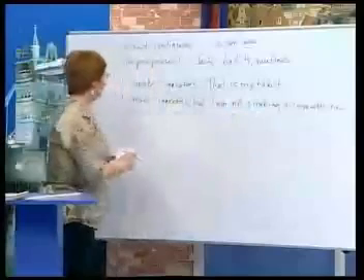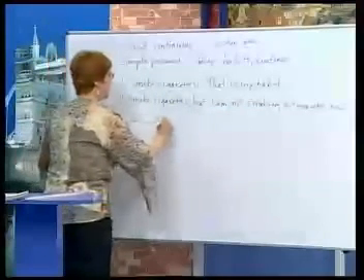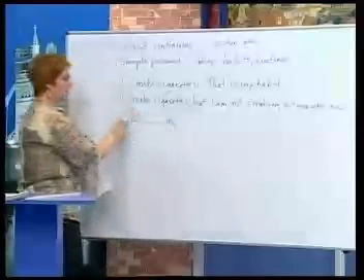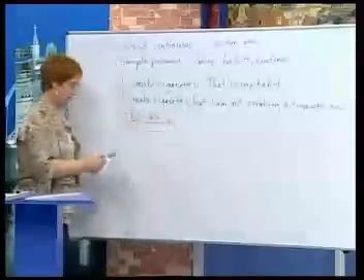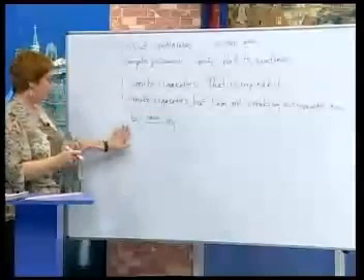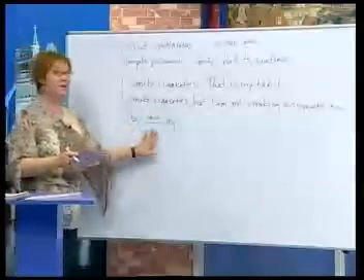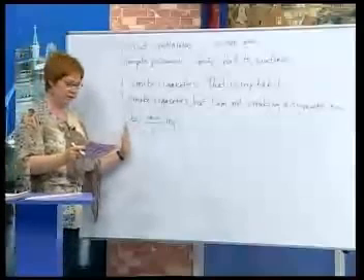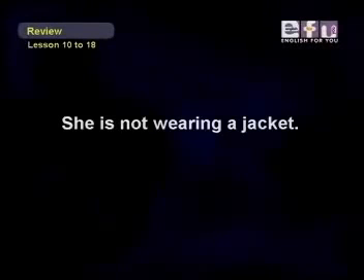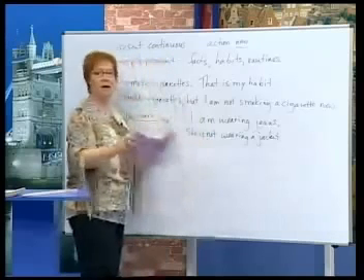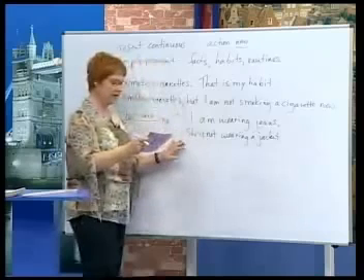Okay? And remember, the formula is be, ing. So am, is, are, and the verb with ing on the end. Okay, now this one changes, this one doesn't change. So this is the one that does the work. And so, for example, I am wearing jeans. She is not wearing a jacket now. So I am wearing jeans. She is not wearing a jacket.